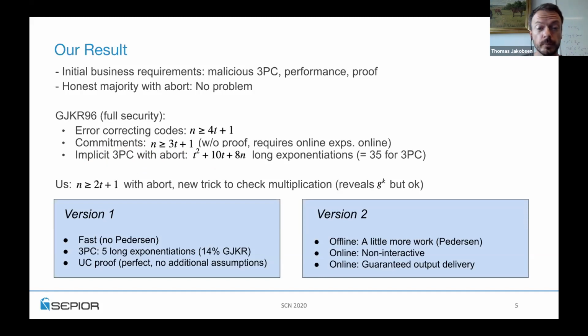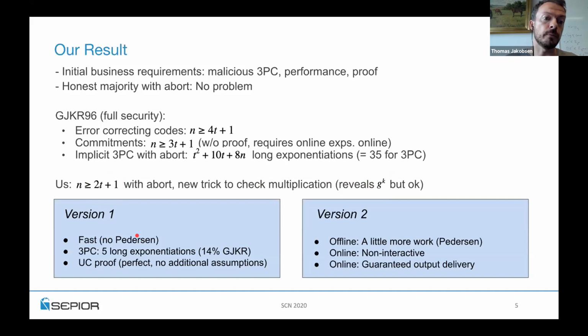In fact, we have to do 35 long curve exponentiations for 1 signature. So we came up with a trick that lets us verify the correctness of one of those multiplications of secret values that we have to do. It reveals one of the factors in the exponent, but that's okay because we have to do that in ECDSA anyway. And the result is a solution that works for 2t plus 1, which means that it works for 3 parties in particular. And it's more simple and more efficient.